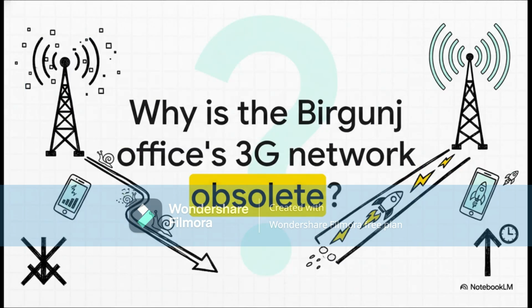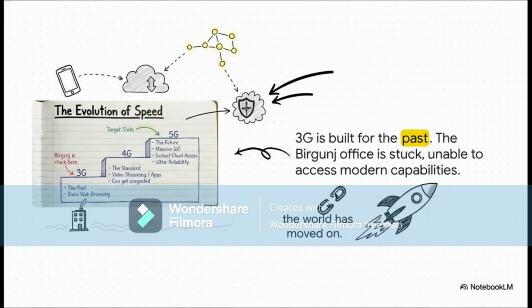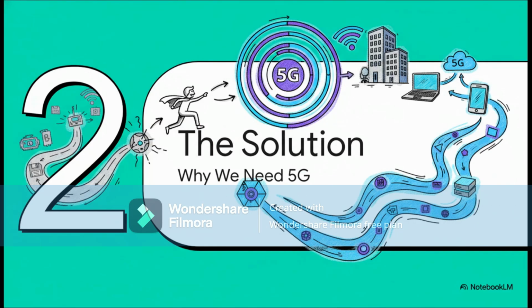All right, so now that we know about throughput and latency, we can finally answer the big question. Why exactly was that 3G network holding the Burgunge office back so badly? What made it obsolete? This chart here, this evolution of speed, it tells the whole story. 3G is basically tech from the past. It was designed for simple web browsing, and that's about it. The office was literally stuck on the bottom step of this ladder, while the rest of the world has moved up to 4G and now 5G, the kind of tech that makes things like the Internet of Things and instant cloud access possible. So the problem is crystal clear. They need to jump from the past straight into the future.